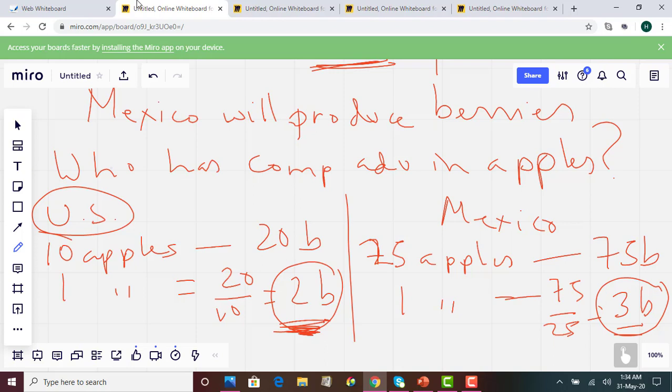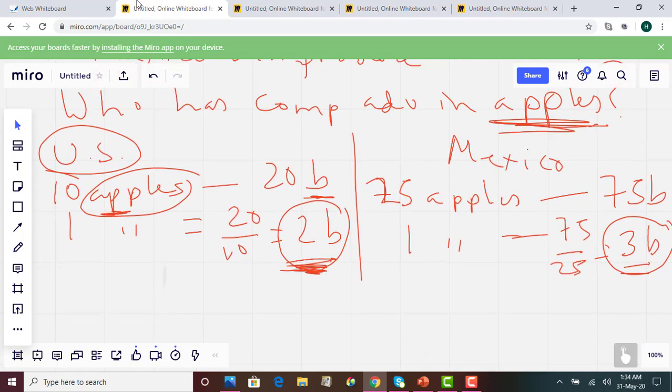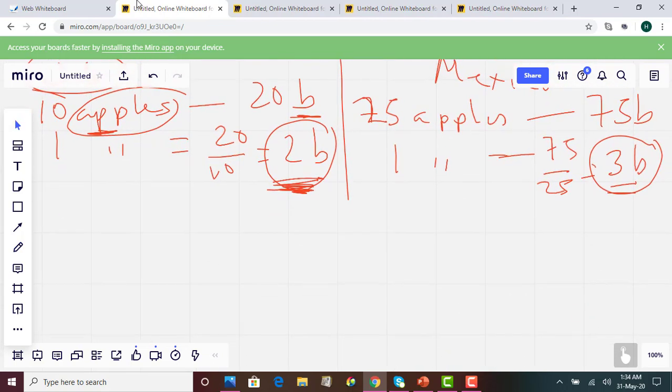One thing to remember is, if I say who has comparative advantage in apples, then in that case apples will be on this side of the column and berries will be on the other side. If I said who has the comparative advantage in berries, then berries would have been here and apples would have been here. So that's an easy way I'm telling you to make the calculations. Okay, now based on this information, who will specialize in apples?